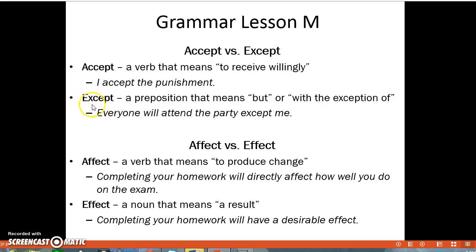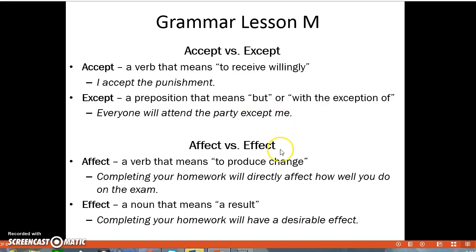Then we have except with an E, and it's a preposition. So pay attention to that part of speech because it is important. And it means but, or with the exception of. So everyone will attend the party except me. So everyone will attend with the exception of me. So that's the difference between those two.